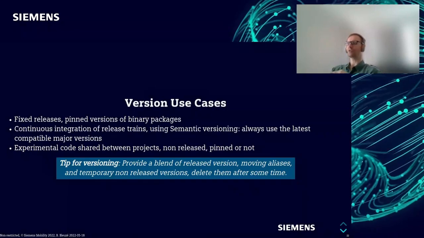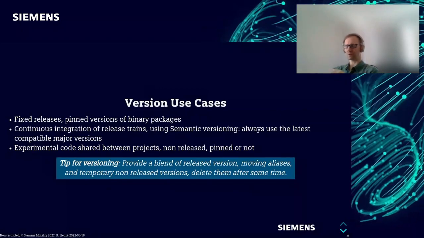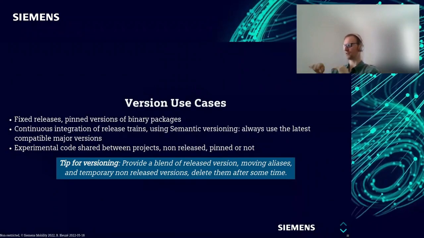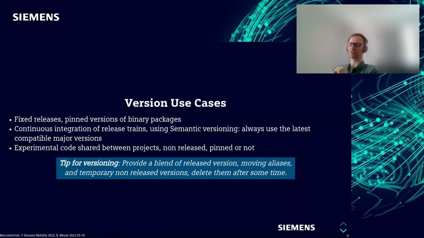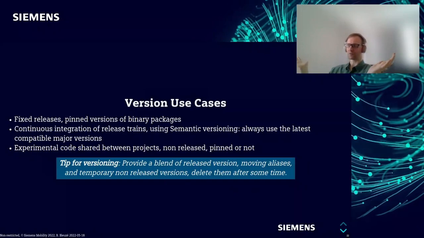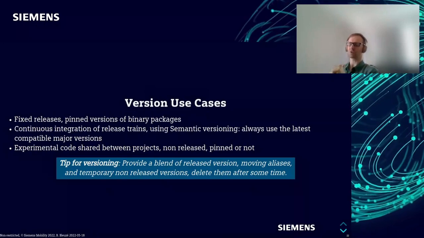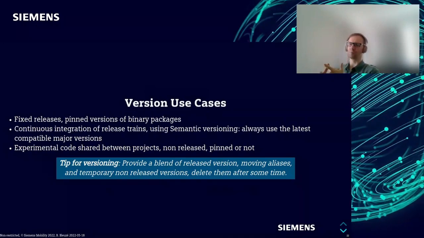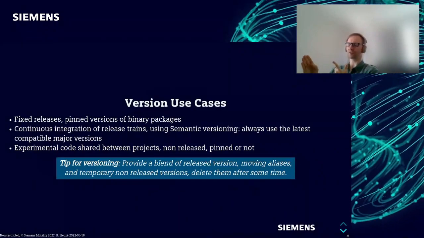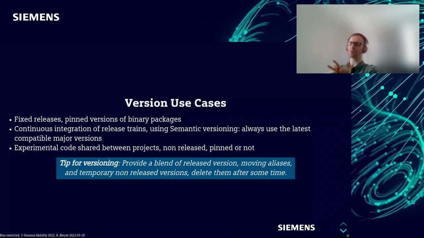And the last case is when you want to use experimental code. So you want to depend on a work in progress kind of dependency because you're in charge of 3 packages and you want to change something at a lower level and you want to see if it behaves correctly at your higher dependency level. And so my tip there is to always provide a blend of those 3 ways to handle versions. So the release versions are pinned and locked, moving aliases so that by pointing at a single identifier, you get new versions of it without touching your code, and temporary non-released versions.